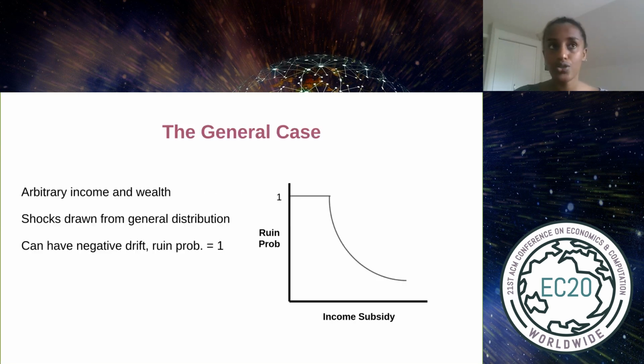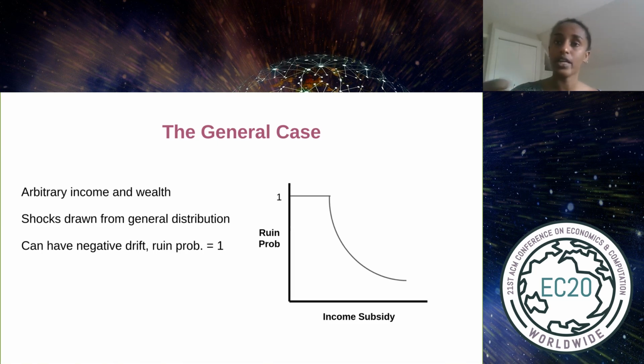So here we're going to assume that your income and wealth can be any arbitrary values. We assume they're positive. Your shocks can be drawn from any general distribution. In fact, we don't even assume that this distribution has a compact representation. We'll just assume that it's given to you in a black box fashion. And we also now drop the assumption about positive drift. So we say that your drift can be negative, meaning that your ruin probability can be 1.